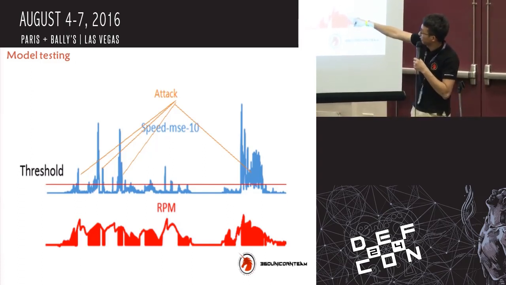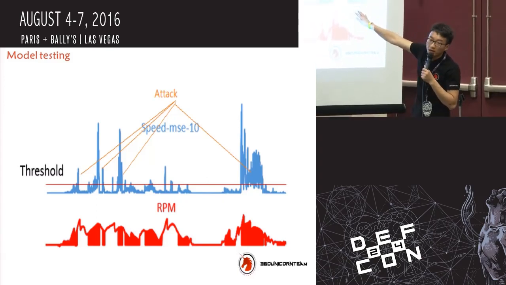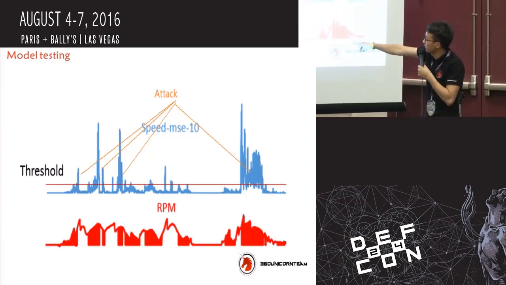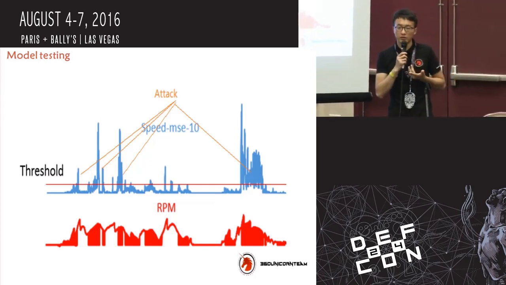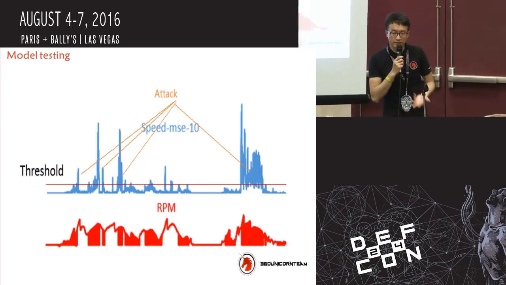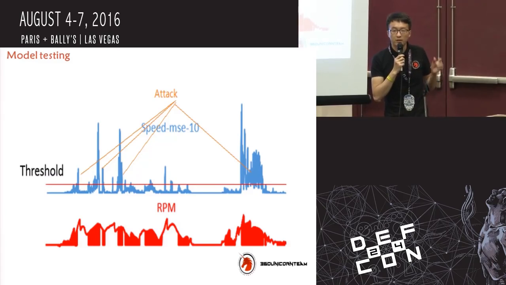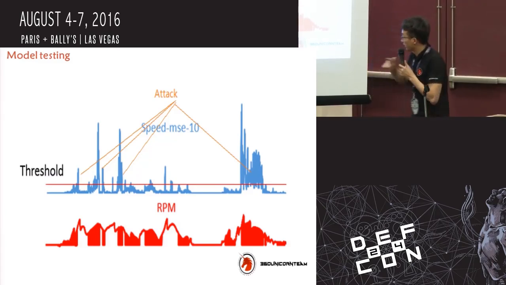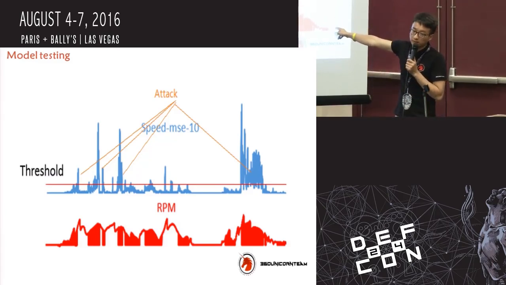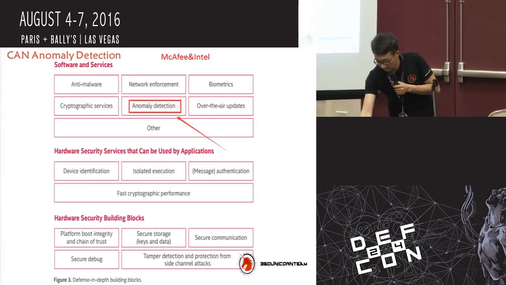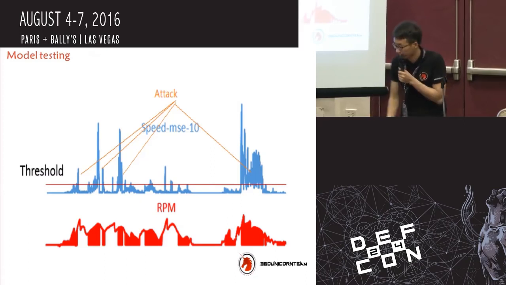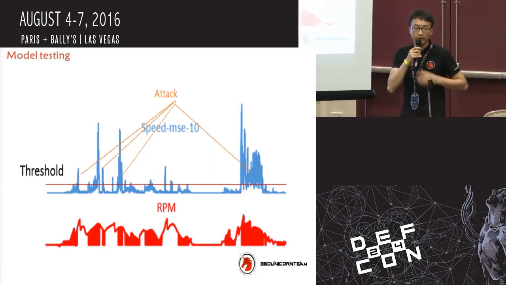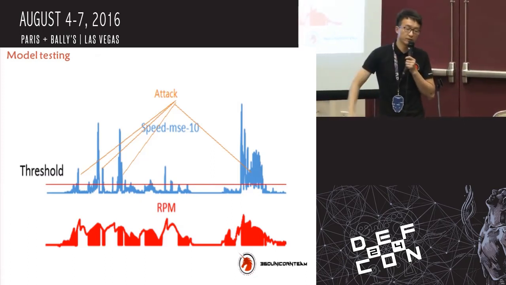Below is the attack, and above is the mean square error. You can see when there is an attack happening, the prediction deviates very much from the actual value you acquired from the network. Okay, I think this is all I got. So does anyone have a question?